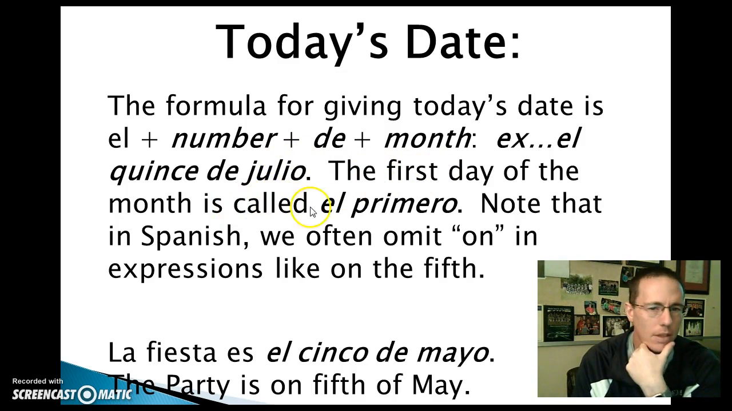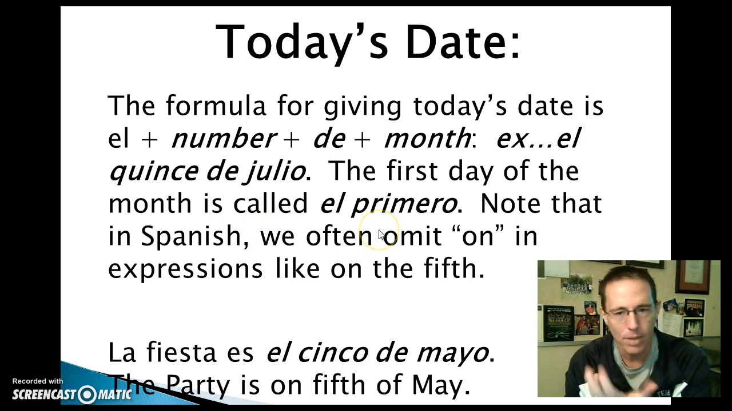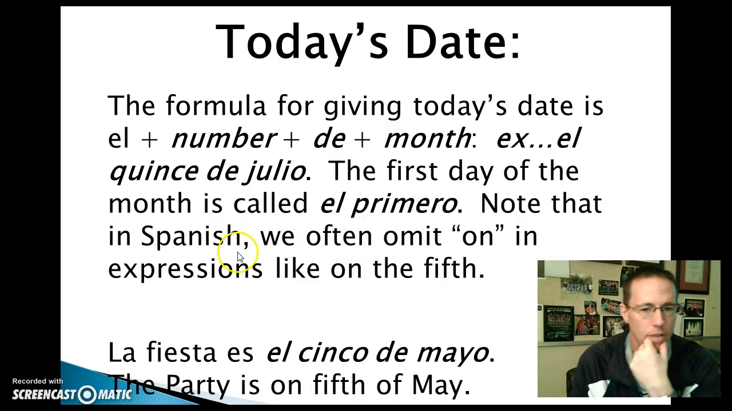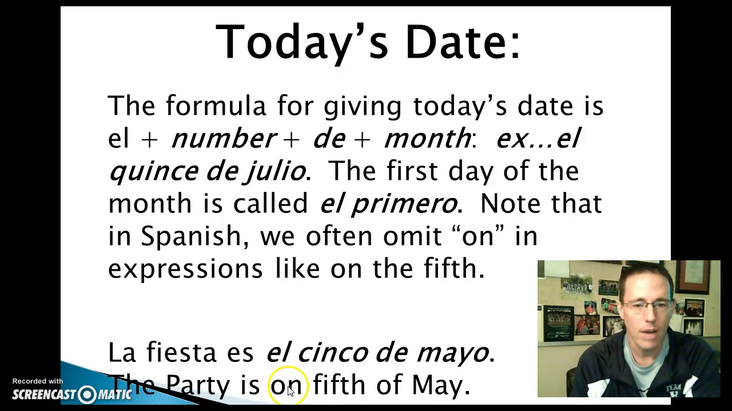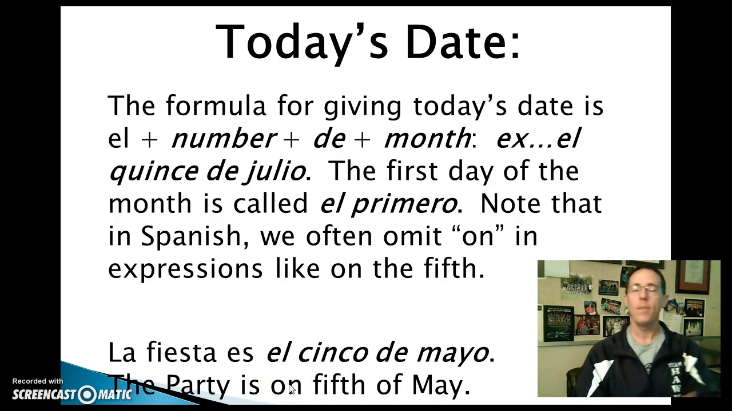The first day of the month is called el primero. So note that in Spanish we often omit on in expressions like on the 5th. For example, la fiesta es el 5 de mayo. The party is on the 5th of May. Notice we didn't use the word en. We didn't say la fiesta es en el 5 de mayo. We said just simply la fiesta es el 5 de mayo. The party is the 5th of May. In English, we often say the word on, that preposition not used in Spanish.